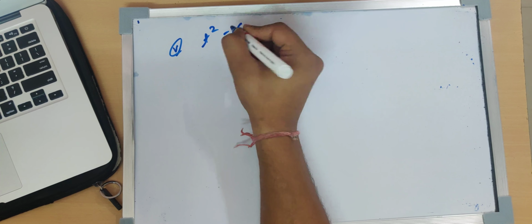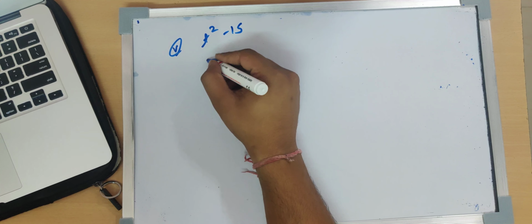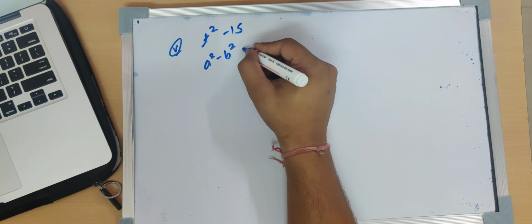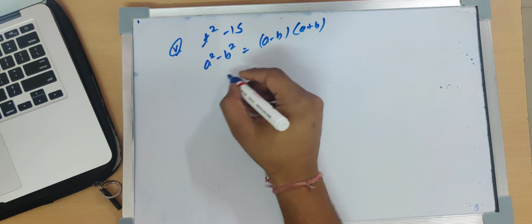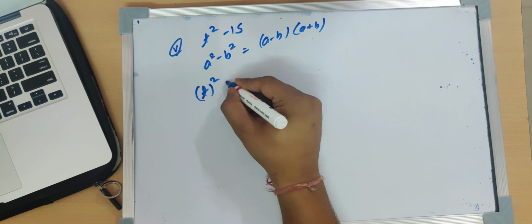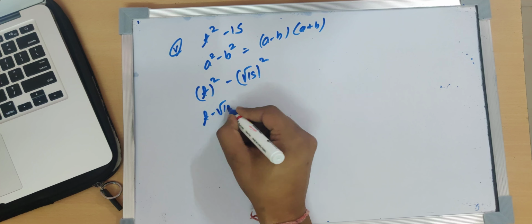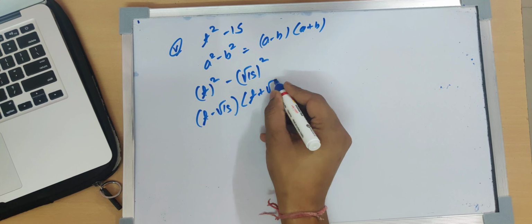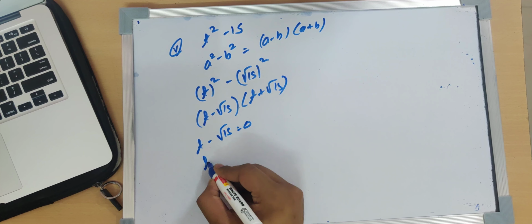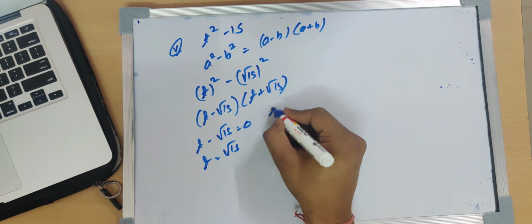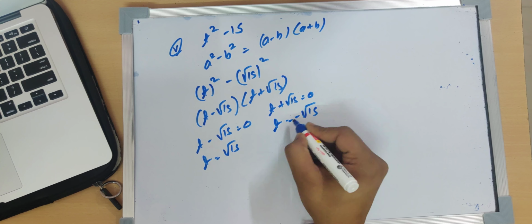T square minus 15, right? We need to find the zeros of it. So we'll apply the algebraic identity a square minus b square, which is a minus b and a plus b. We can write it as t square minus root 15 square. So this will be t minus root 15, t plus root 15, and if we want the zeros, we have to equate them to 0, so that we will get the value t equals root 15, and t plus root 15 is equal to 0, so t will be equal to minus root 15.